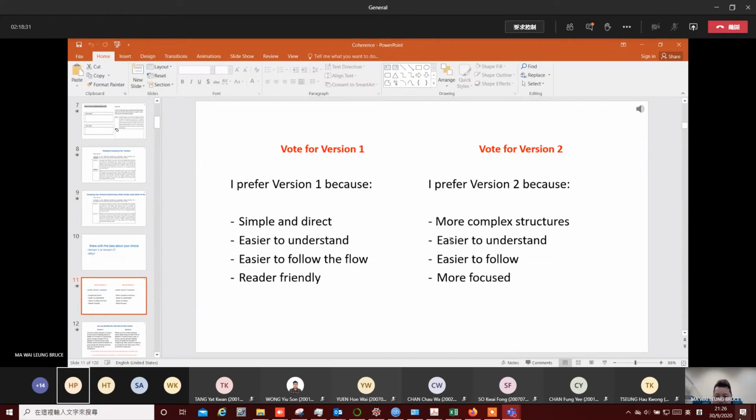Do you find something contradictory here? Some students think version 1 is easier to understand. Some students think that version 2 is easier to understand. So who is right, who is wrong?